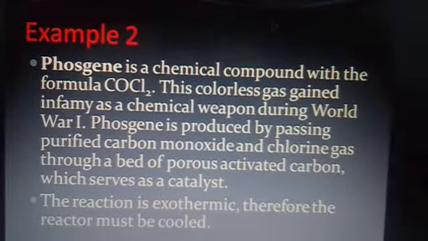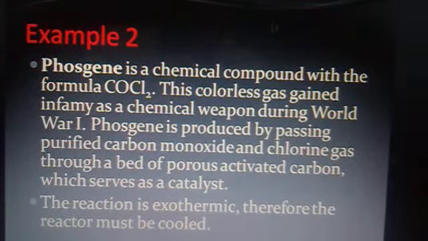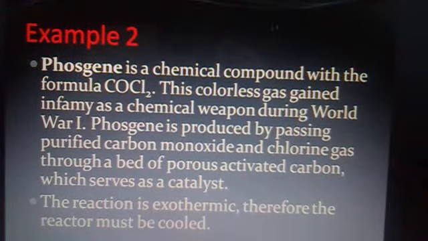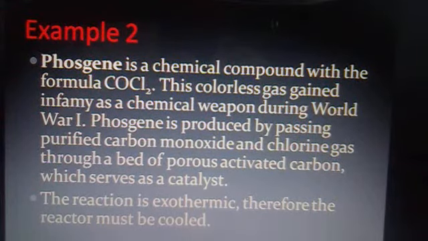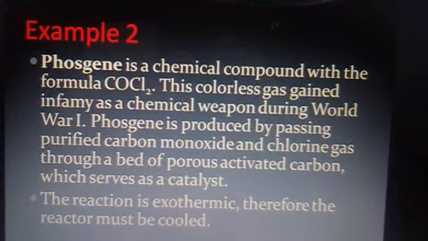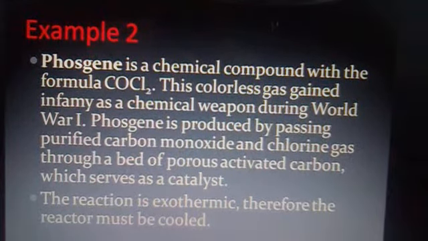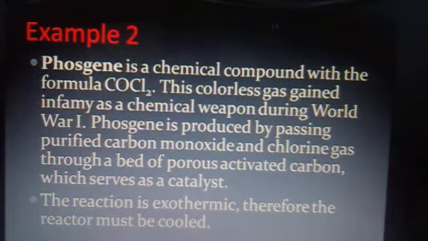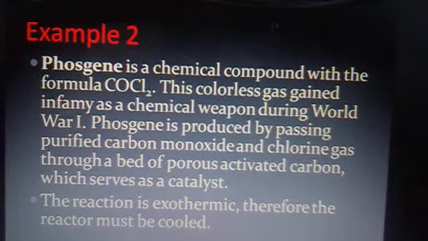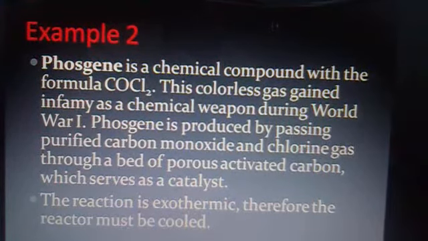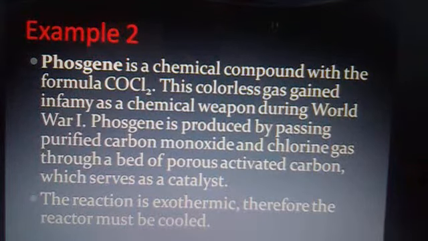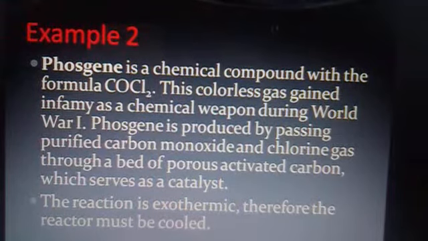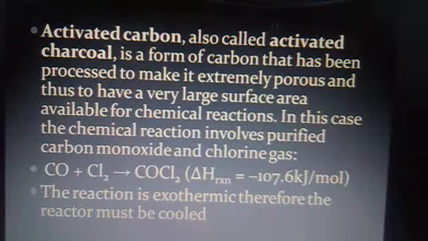Example 2. Phosgene is a chemical compound with the formula COCl2. It is a colorless gas that gained infamy as a chemical weapon during World War I, as it poisoned soldiers when it was thrown on them. Phosgene is produced by passing purified carbon monoxide and chlorine gas through a bed of porous activated carbon, which serves as a catalyst. The reaction is exothermic, therefore the reactor must be cooled.